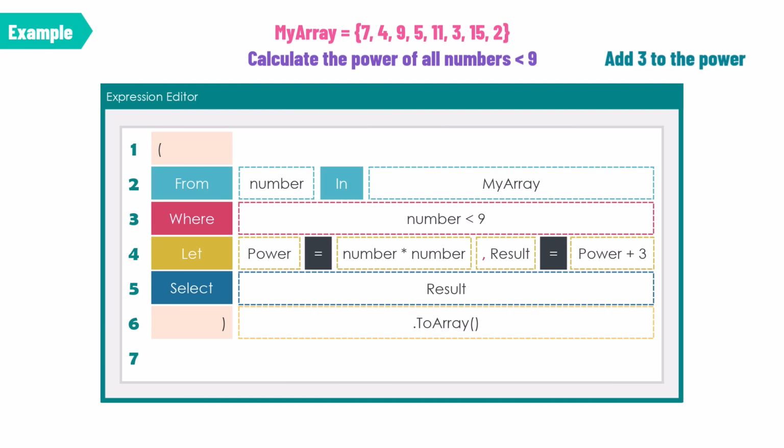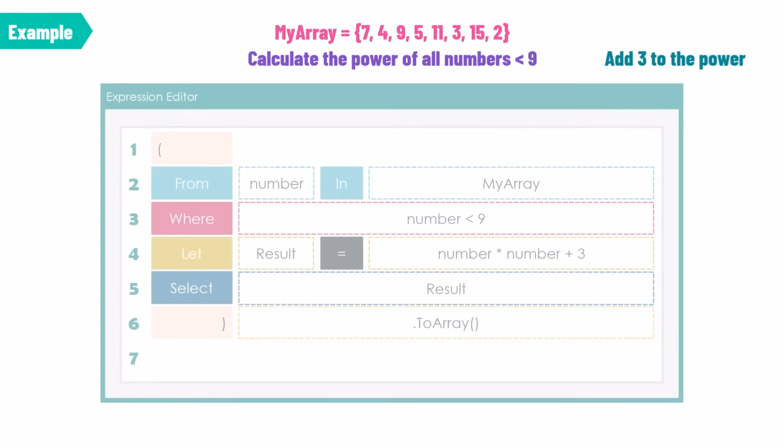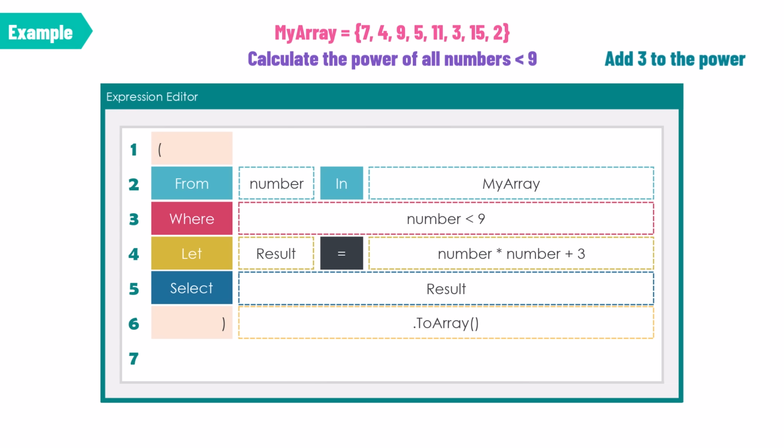Let's check another way to do the same. For example, the following query. As you see, I summarized both expressions in one expression. So, here I only have one variable and one expression. I am calculating the power of the numbers, then I am adding 3 to the power. The output will be the same again.